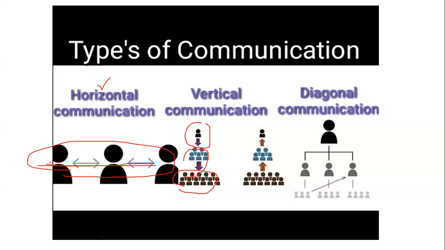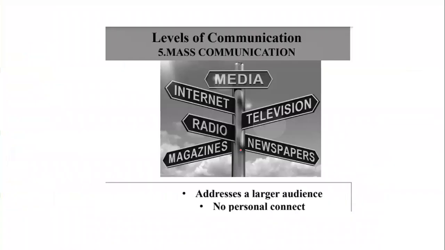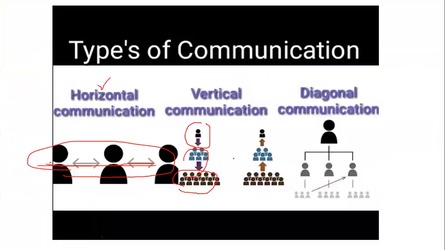Here also you will get it in the form of a question. Diagonal communication. Diagonal means cross-departmental. Cross-departmental is basically from one department to another, like from the Department of Science to the Department of Commerce or the Department of Engineering. So that is from one department to another department. I hope this is very clear with everyone. For this topic you have to ensure that you know the examples very well, and the types very well.